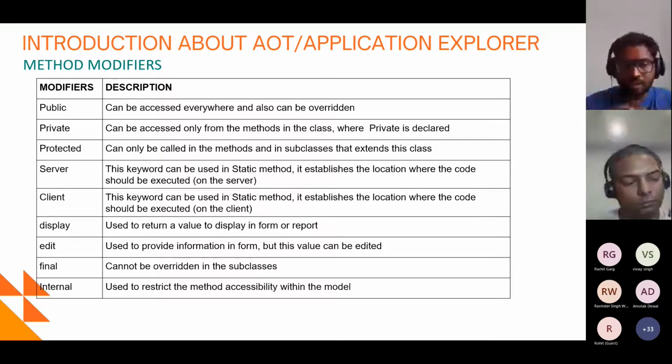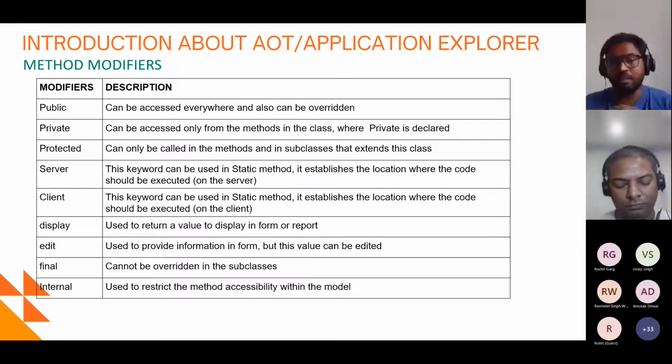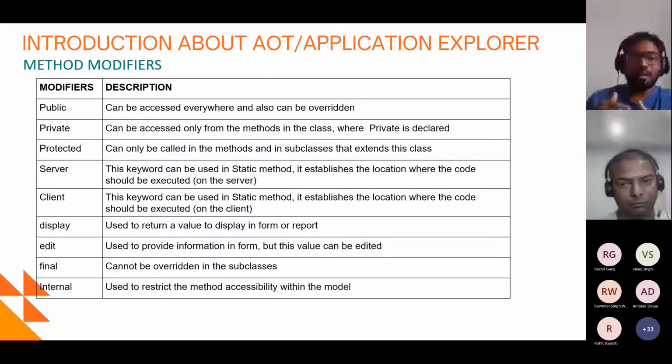Now the edit methods. The edit method functions in a similar way to a display method, but the only thing is you will be able to edit the values on the edit method. And the final keyword is used when we declare any method as final. That means in any of the subclasses, you cannot override this final method. That's the main use of the final method, and you can use it for any critical methods. It could be posting or update and delete methods which you don't want somebody to extend from the base class. So that's where we use the final method.